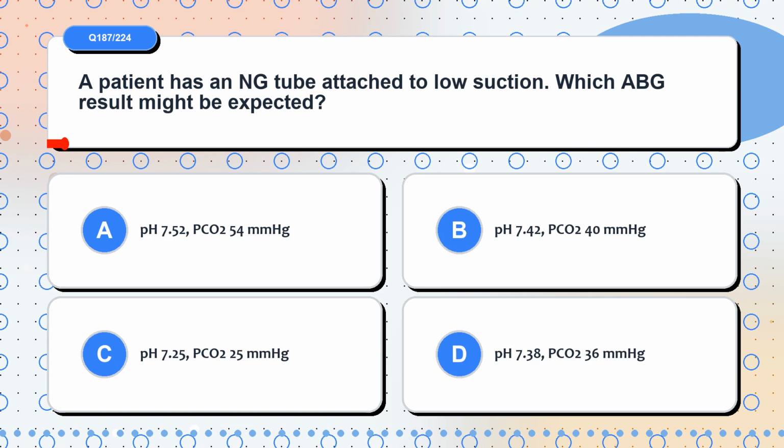Question 187. A patient has an NG tube attached to low suction. Which ABG result might be expected? Here are the options. Option A. pH 7.52, PCO2 54 mmHg. Option B. pH 7.42, PCO2 40 mmHg. Option C. pH 7.25, PCO2 25 mmHg. Option D. pH 7.38, PCO2 36 mmHg.